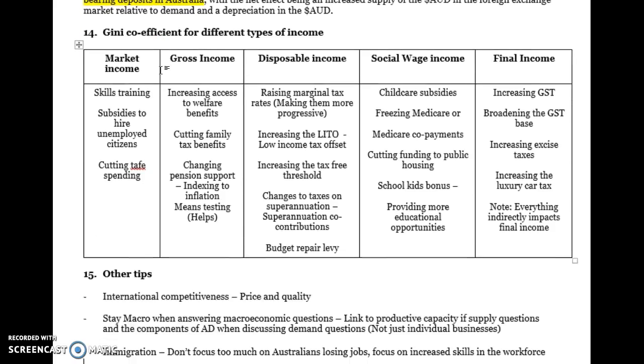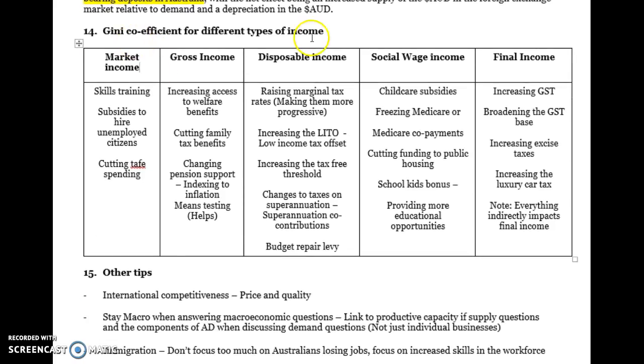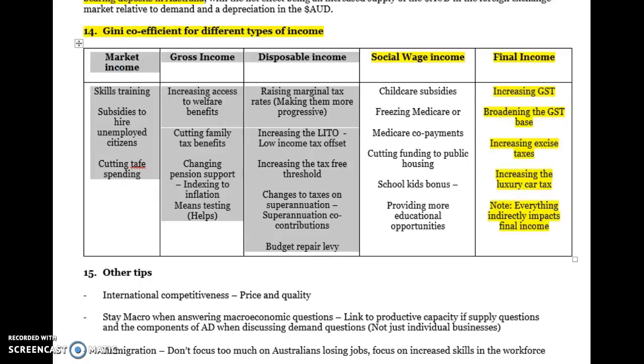And the last thing on this video is talking about the Gini coefficient for different types of income. It's really important that you know all of these. Key thing is that this one has the lowest Gini coefficient, social wage income. All these things that affect final income do not affect social wage income, because final income comes last, but all of these things here will actually impact social wage income.